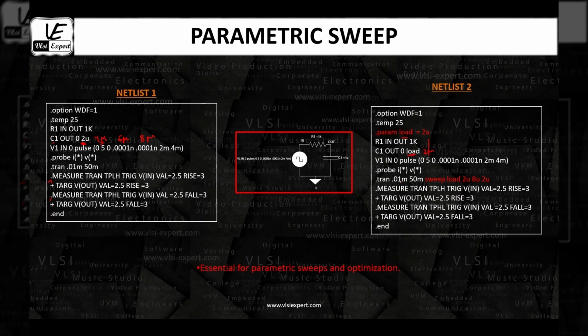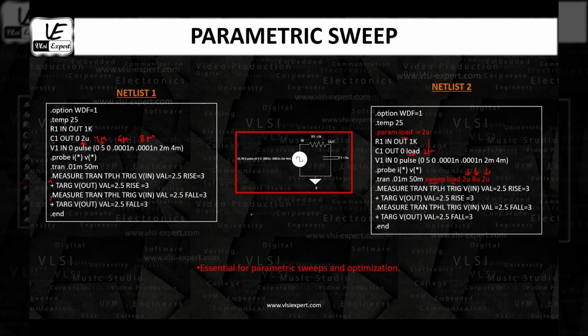And here if you see in the .tran transient analysis, it is using a sweep statement. And it is saying sweep load. That means change the value of my load. Start the value of load from 2 micron, run it till 8 micron in the step size of 2 micron.